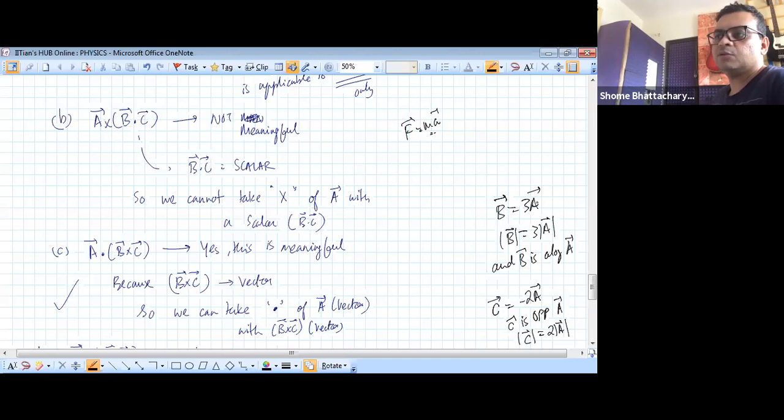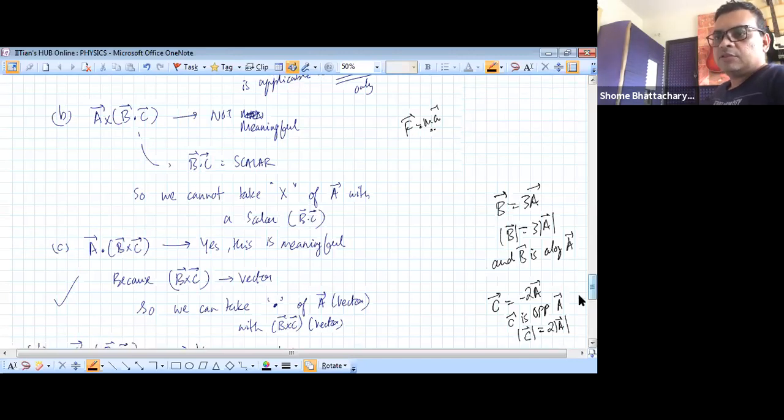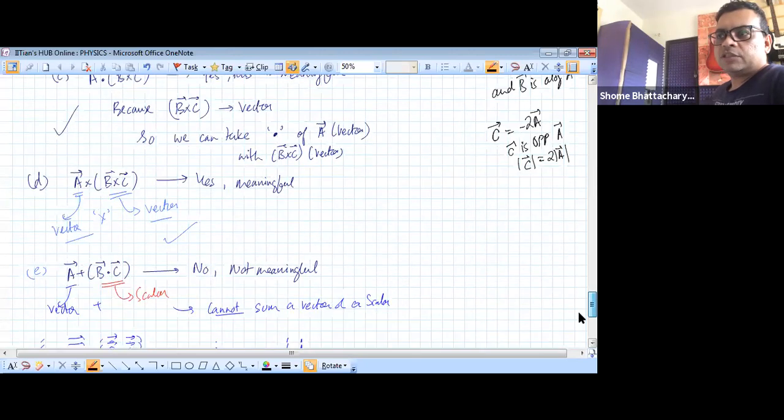Whereas in this equation, I'm just writing B is equal to 3A. So 3 is just a number. It's not in kg or seconds or anything like that. So hope this concept is clear, Srishti. I'm just taking you through some of these options, then we'll come to question number 2.